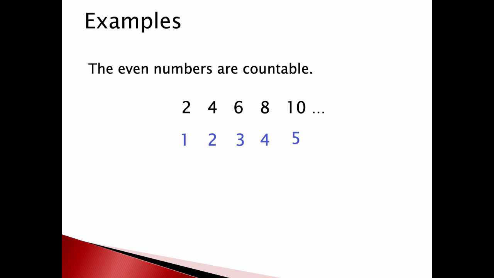So there's my bijection. Now, if I wanted to write down a formula, which I usually don't, but if I wanted to write down a formula, there's an obvious one, right? To get from the numbers on top to the numbers on the bottom, you just do x divided by 2.